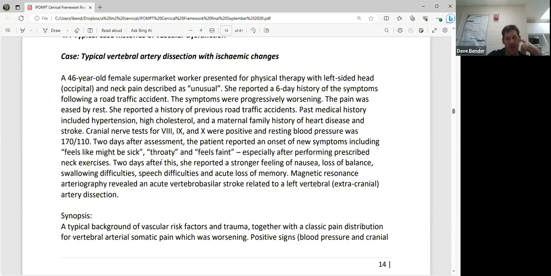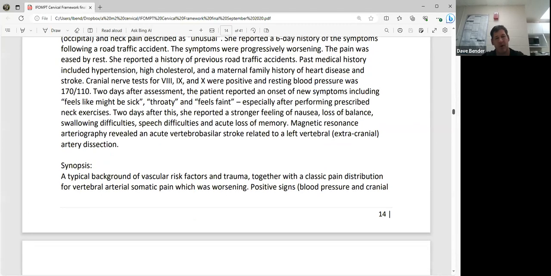And again, 2 days after this, you report a stronger feeling of nausea, loss of balance, swallowing difficulties, speech difficulties. Now she looks like one of the charts above. She's ticking up maybe 7 or 8 of the boxes that we see. So this person maybe progressed from the dissection to the stroke. But there's probably already something going on because she was positive with the cranial nerves.